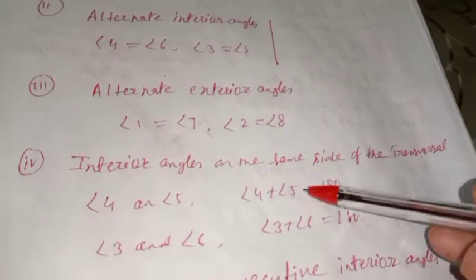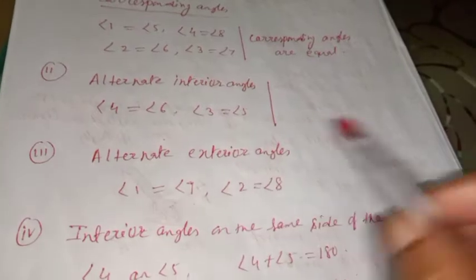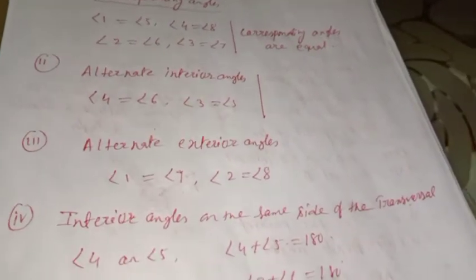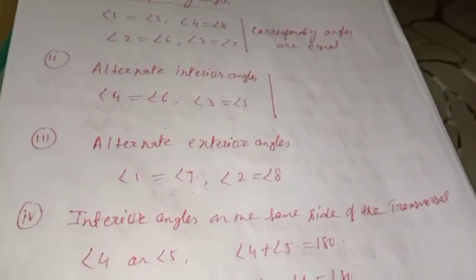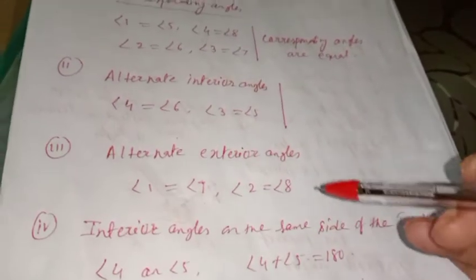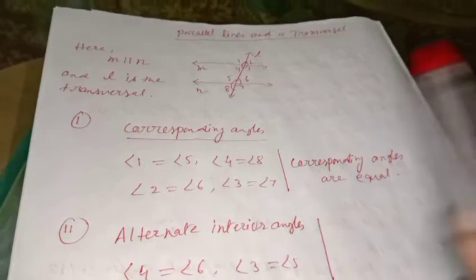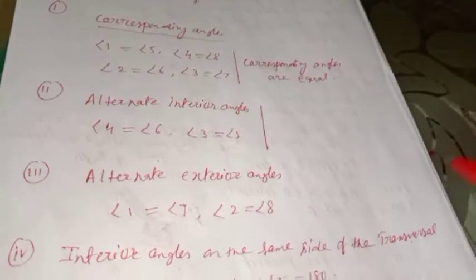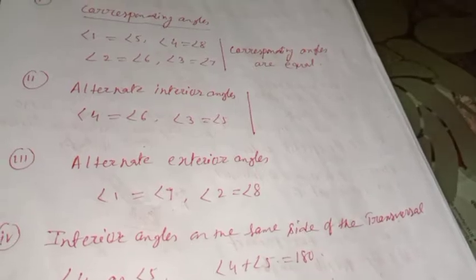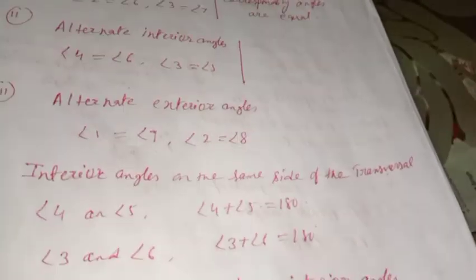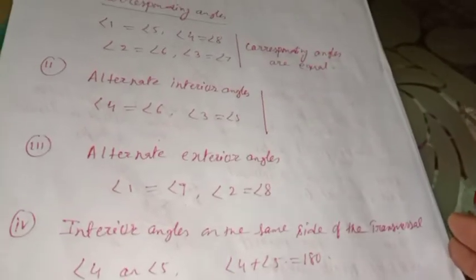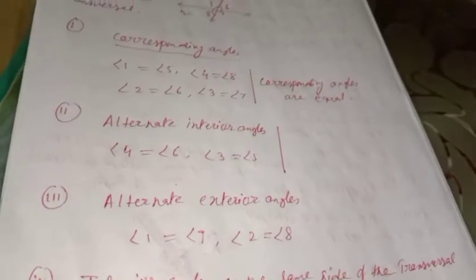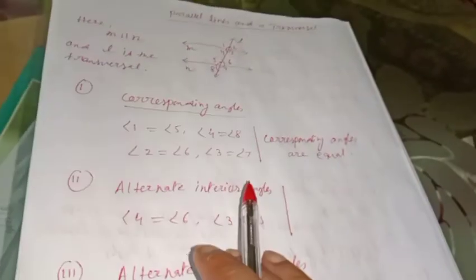Maybe you can find these things, the sum and the corresponding angles and alternate angles, in your book as a theorem or important note, but I have given all of them together. So I repeat: corresponding angles are equal, alternate interior angles are equal, alternate exterior angles are equal, but interior angles on the same side of the transversal are not equal. The sum of these angles is how much? 180 degrees. So this is the concept of parallel lines and a transversal. I hope all of you understood this concept.